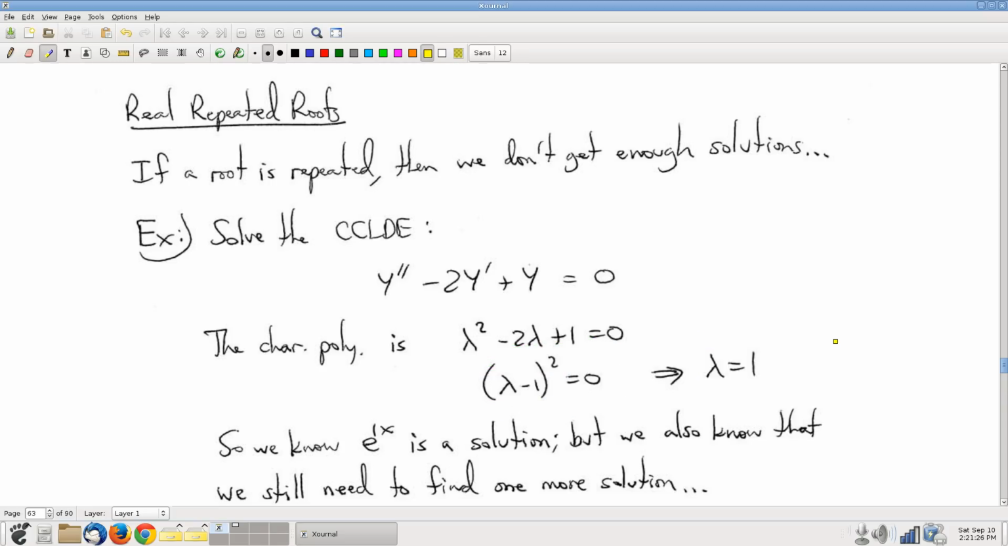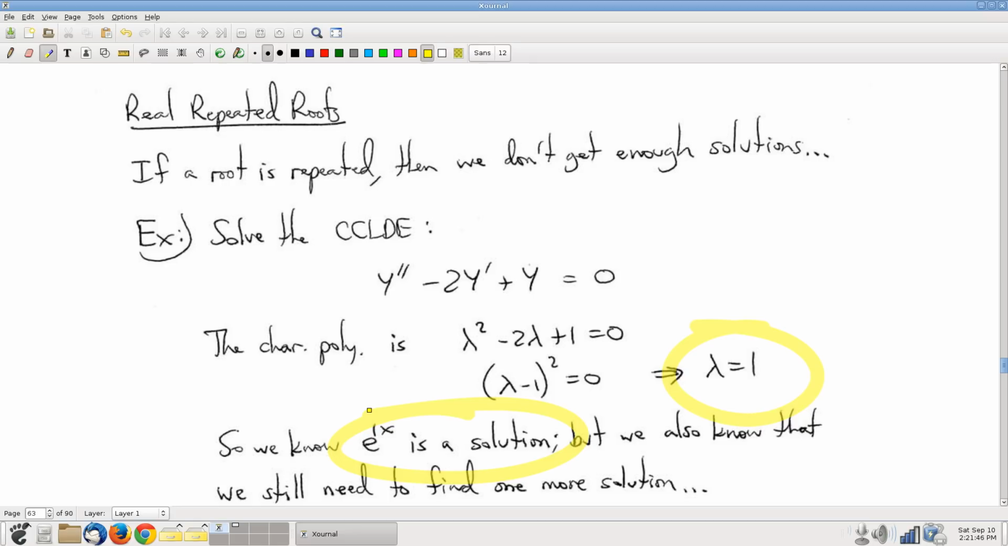Okay. So, yes, this root does still give us that solution, but unfortunately it's only one solution. So there's this awkwardness where this is a solution, this is a root twice, but it only gives us one solution. So we're out a solution.